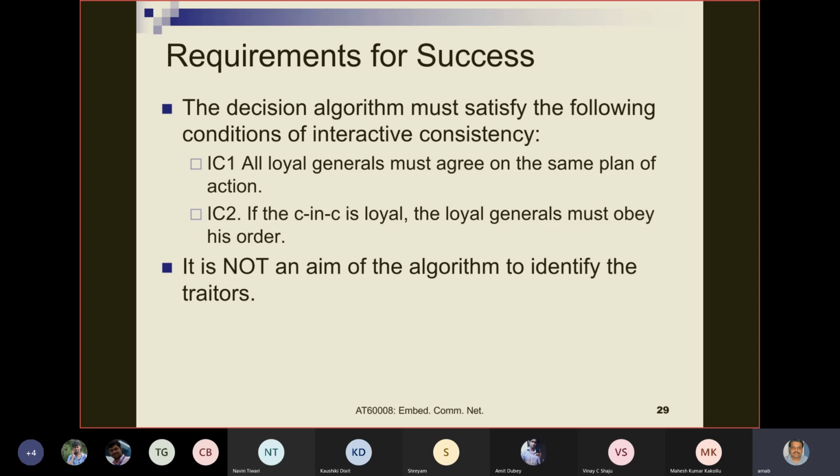Have I been able to explain the problem? I am expecting questions on this. Can somebody explain to me what he has understood?